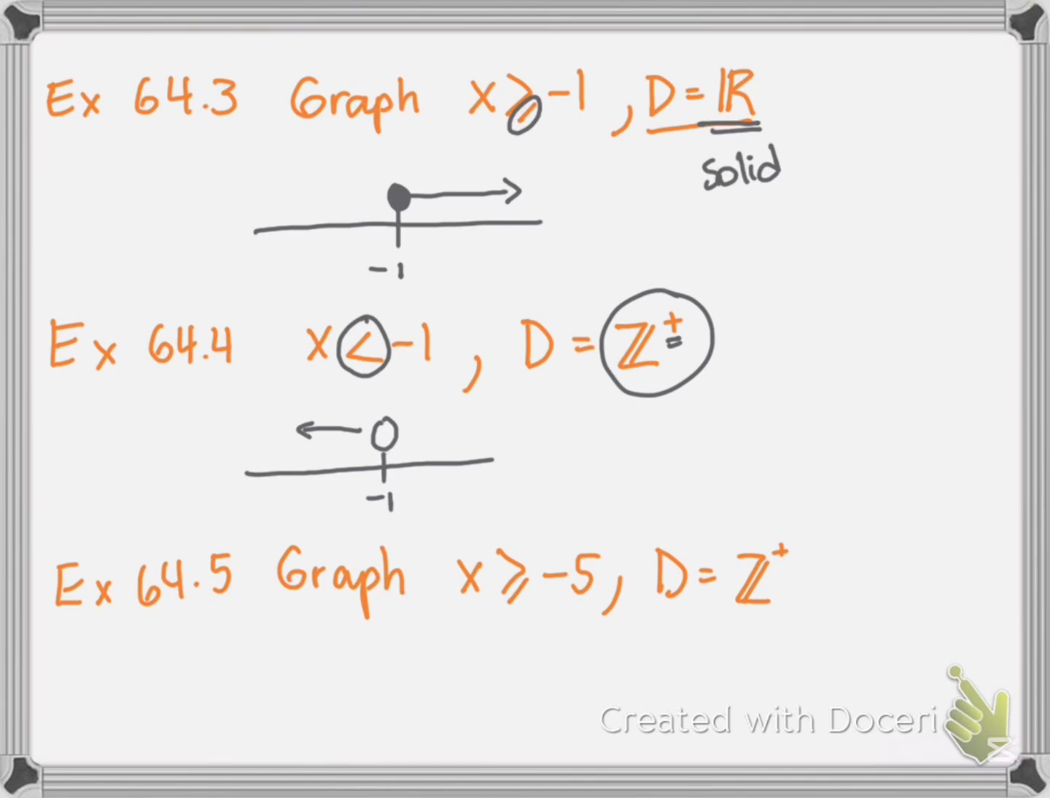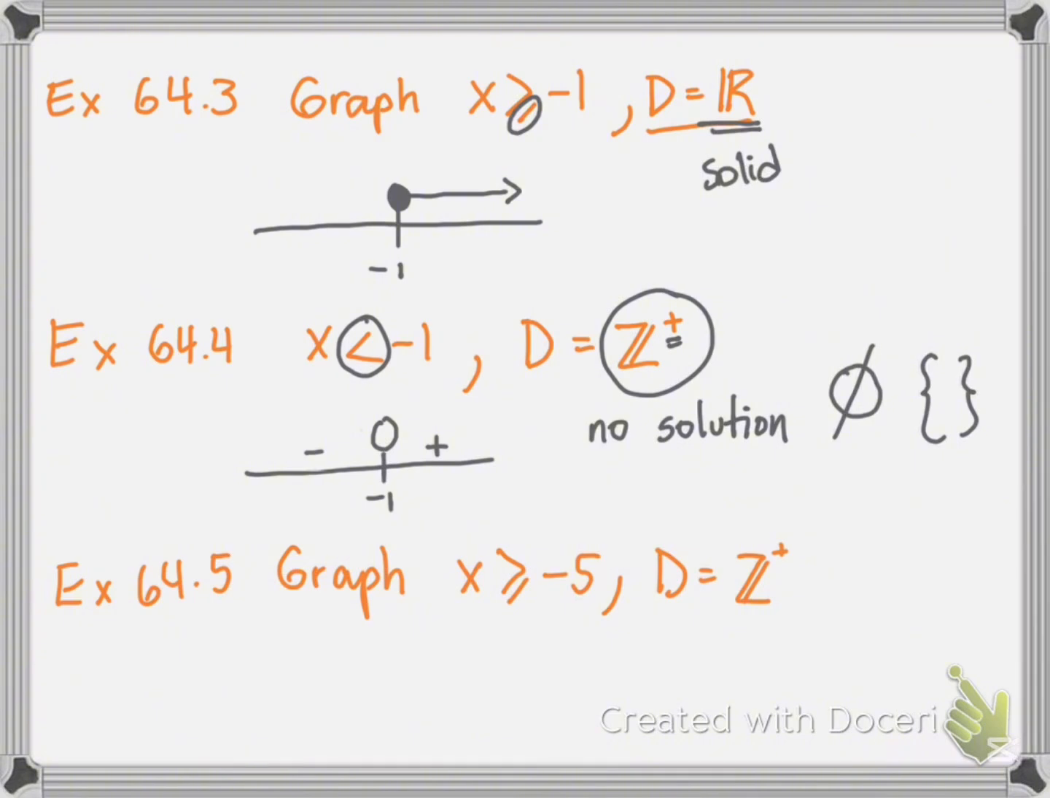But there's no positive here, right? There's no positive. The positives are here. So in this case, there's no solution. And we write the null symbol or the empty set to say that there's no solution. There are no numbers that are less than negative 1 that belong to the positive integers.